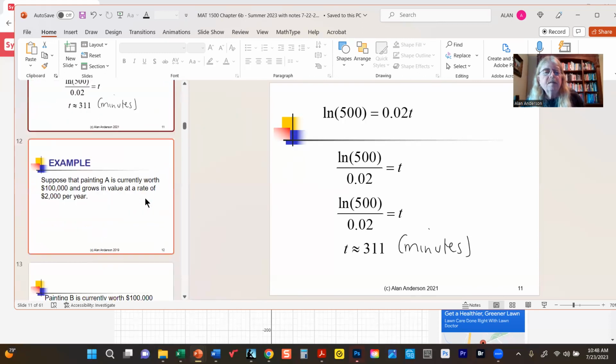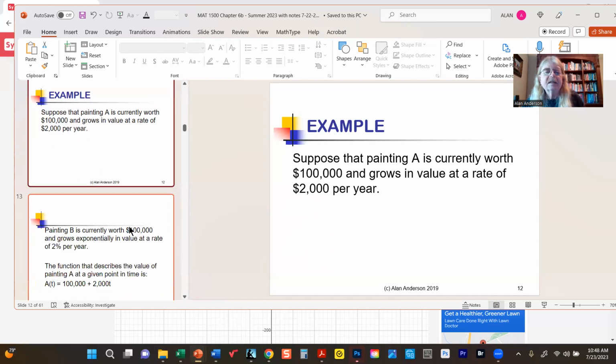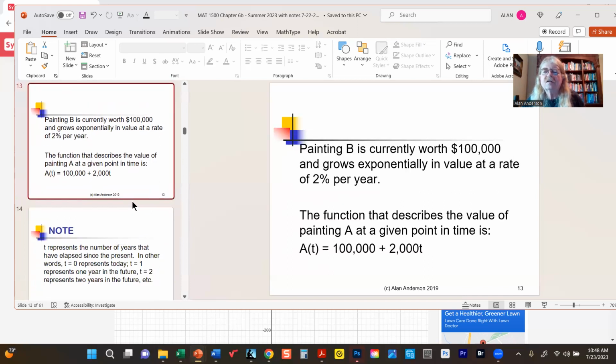Okay. Now here's a fun one. We're going to look at paintings and see how their value changes over time. We're going to look at 2 paintings. Okay, the first painting grows at a linear rate. It's worth $100,000 today, and the growth rate is estimated to be $2,000 per year. The second painting is also currently worth $100,000, but instead of growing at $2,000 a year, it grows at 2% per year.